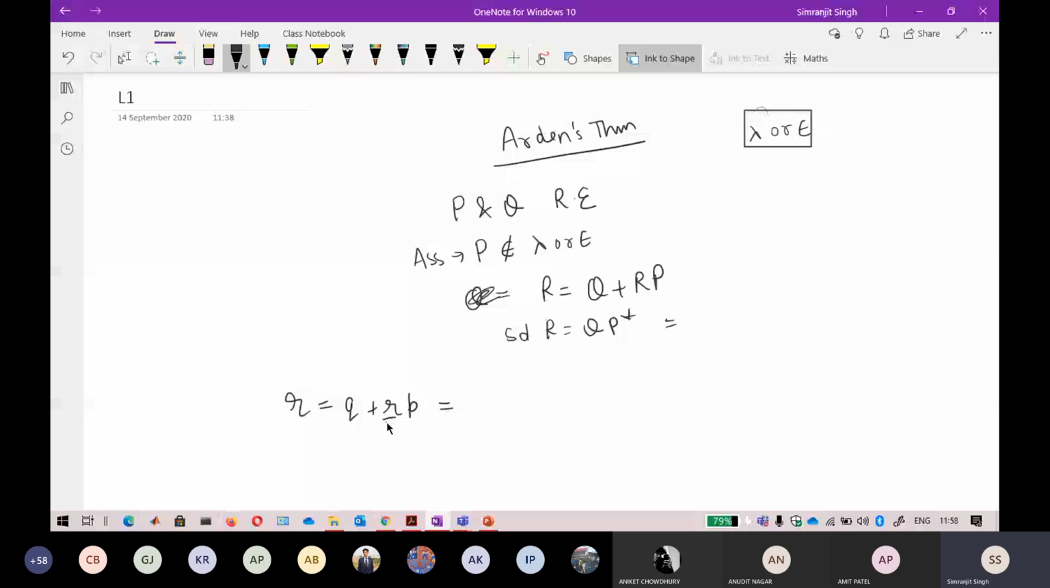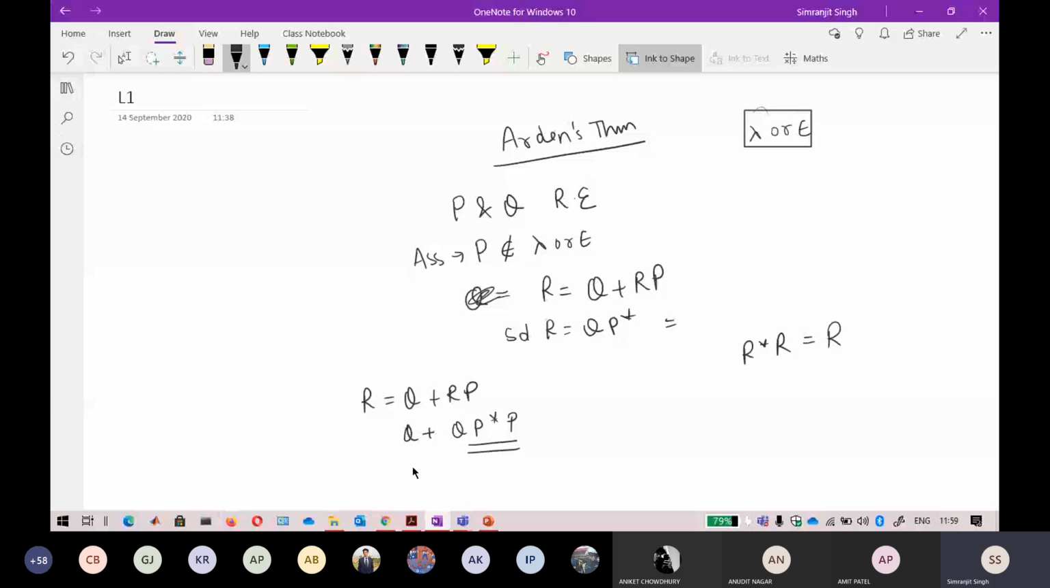It will make more sense if I use capital letters here. So R equals Q plus RP. The value of R is given in the solution, that is QP star, so I can write it like this: replace the value of R, QP star P. Now I told you the importance of this, that's R star R. This is the identity of regular expressions, and it can be written as R.